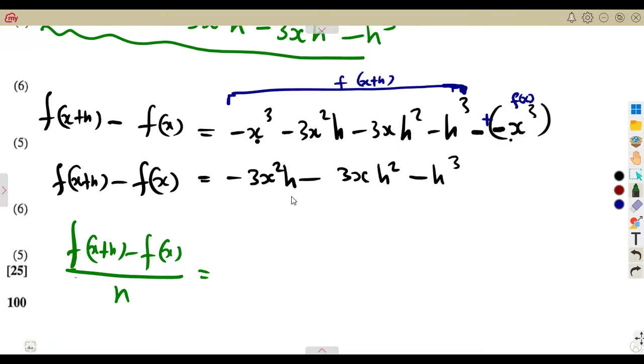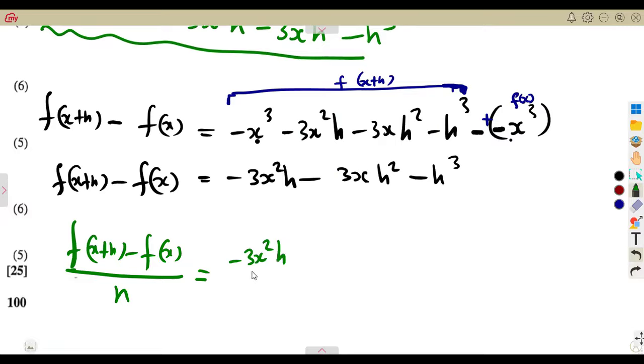Meaning, to divide this by h, you're going to divide each and every term. Minus, because it was supposed to be like this, guys. It was supposed to be over h. As we can see, there is h here, there is h here, there is h here. So you divide each and every term by this h. It was supposed to be like that. But this is how you present it.